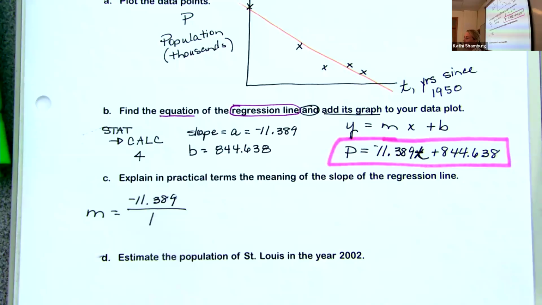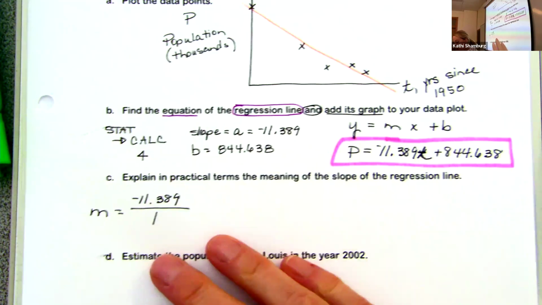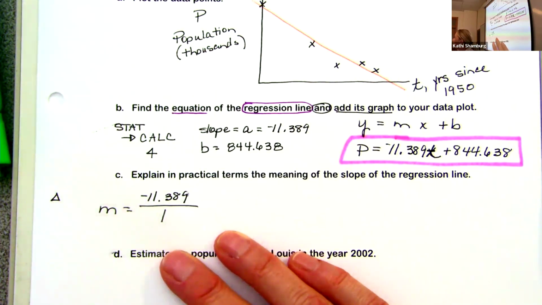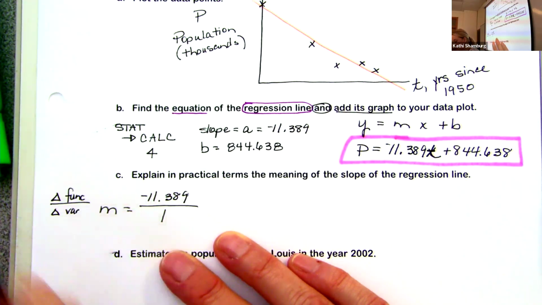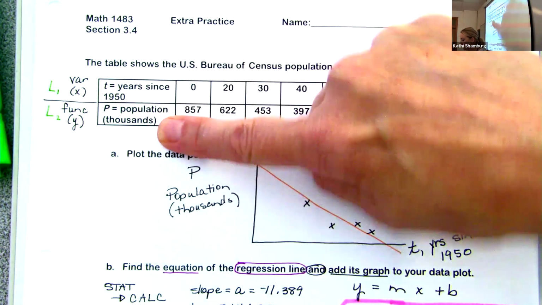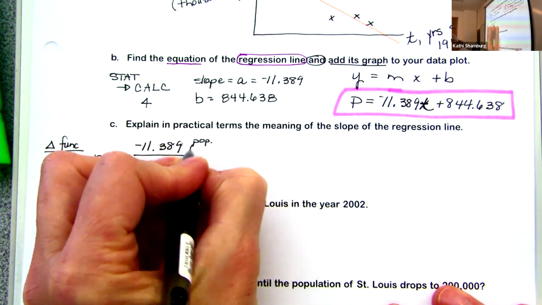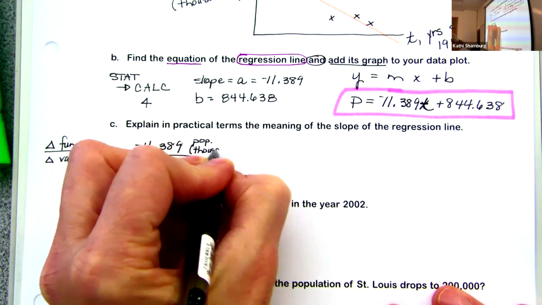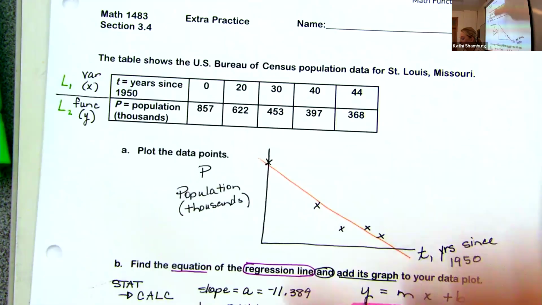So I'm going to write it over 1. And then before I do my explain, I'm going to make sure that I understand what each represents. So what is always in the numerator on your slope? It's the change in what? Function over the change in variable. So that means this negative 11.389 goes with function, that is population in thousands, because I have some that are still getting that backwards. And this would be per one, what? Year.